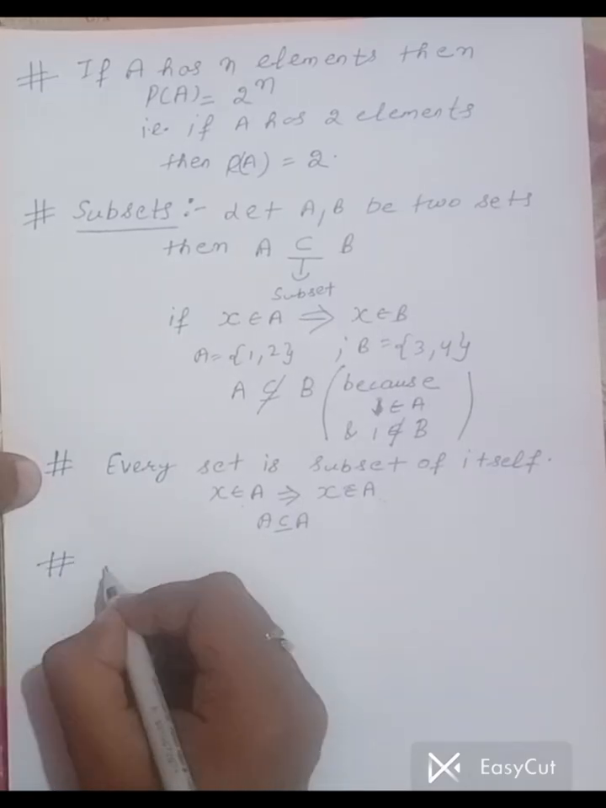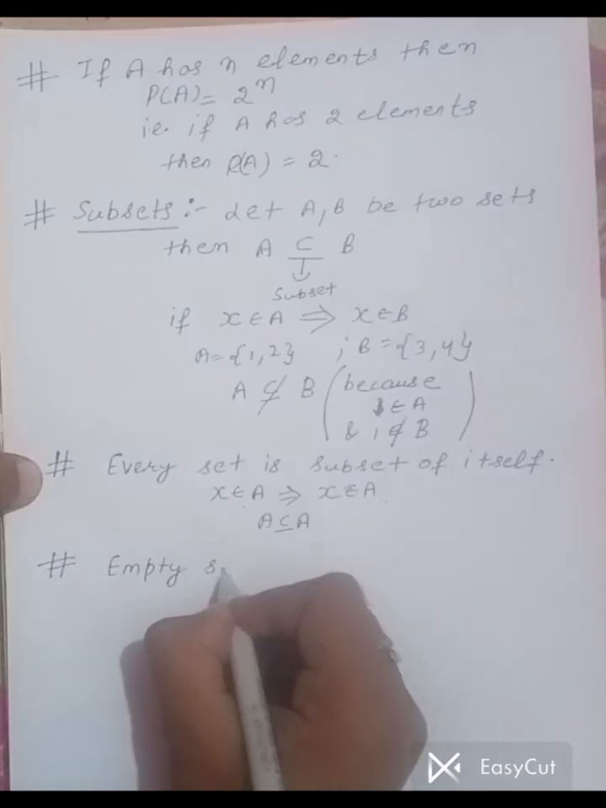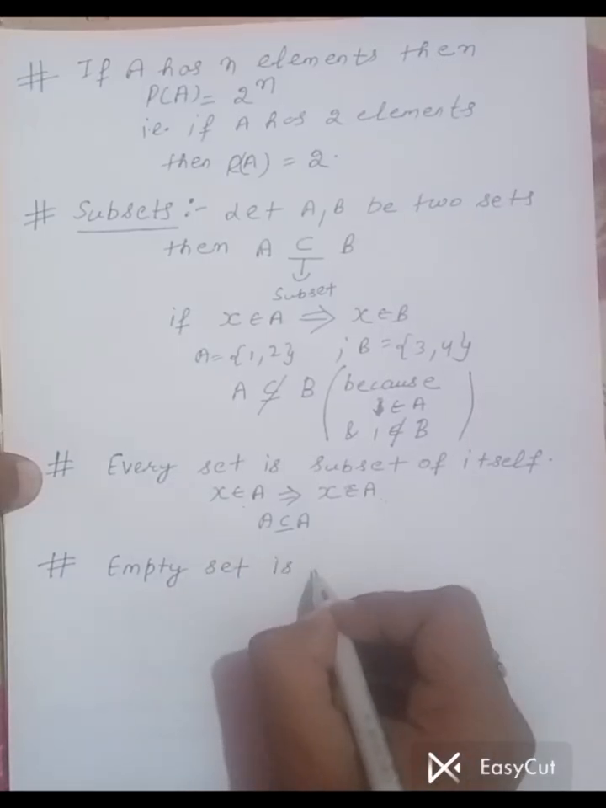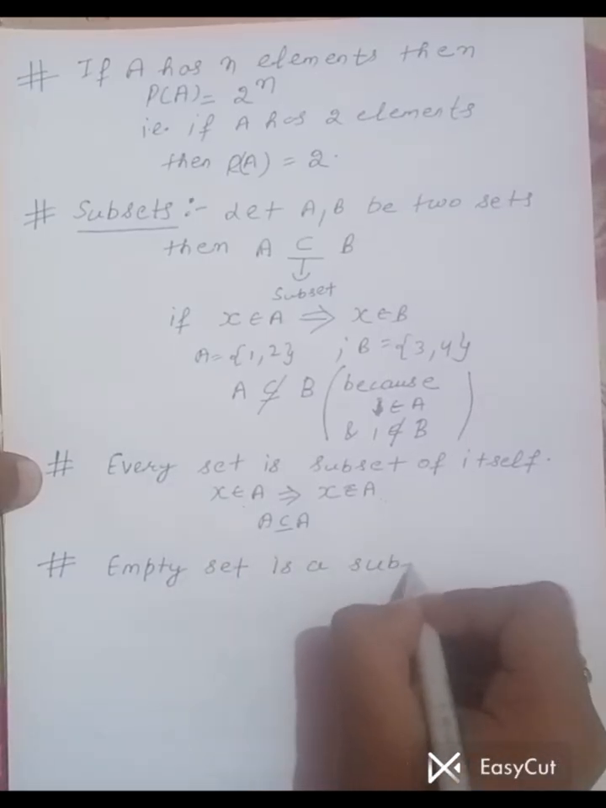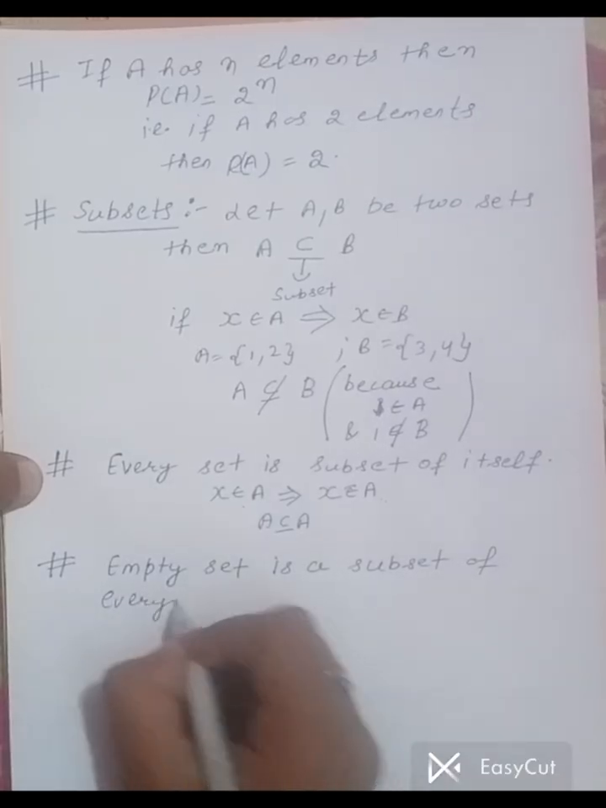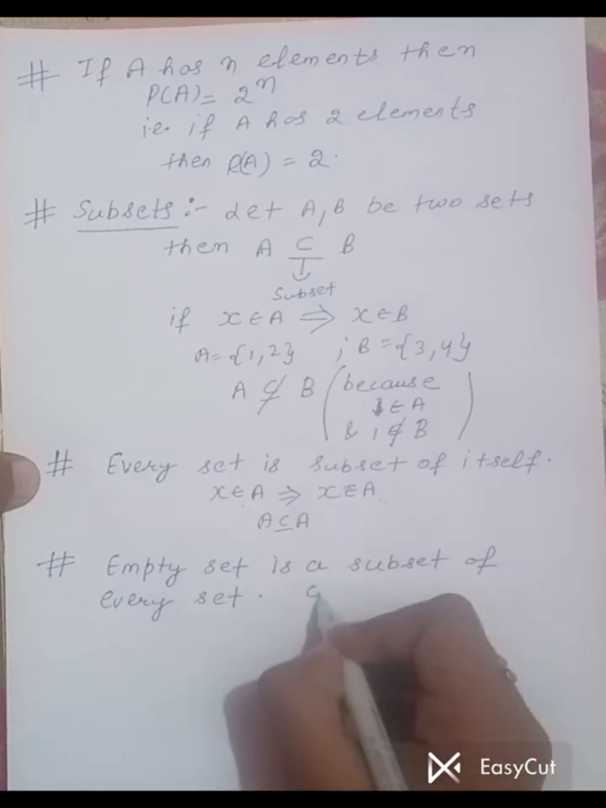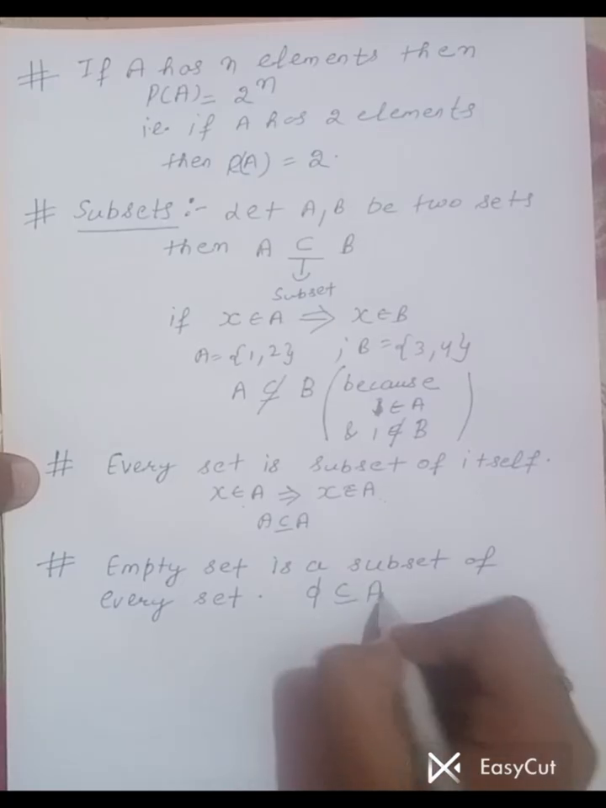The second result is that the empty set is a subset of every set. So in this context, there is no element belonging to the empty set that does not belong to A. So it is also obvious that phi is a subset of A.